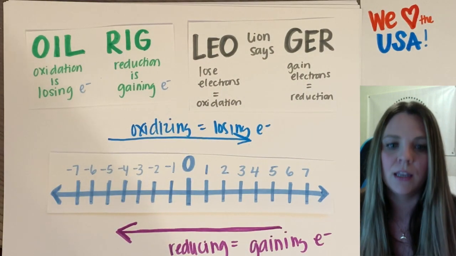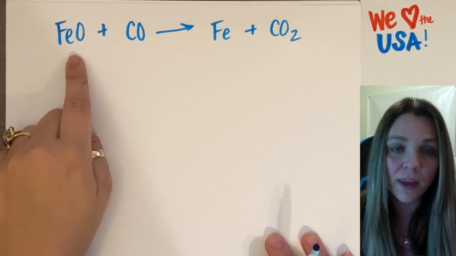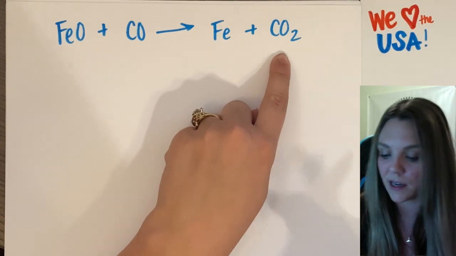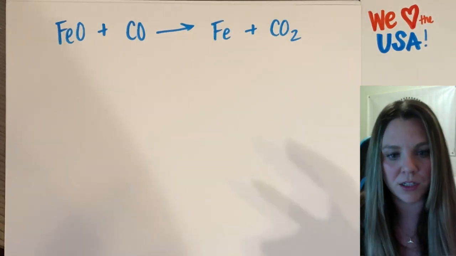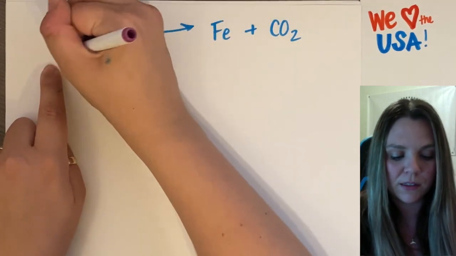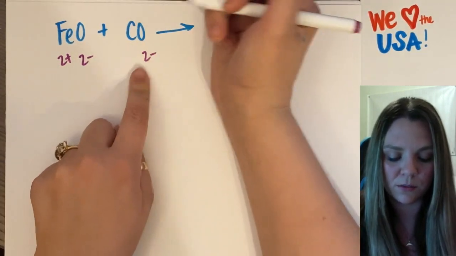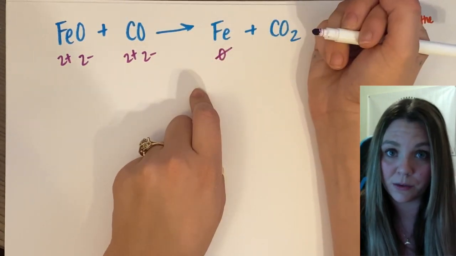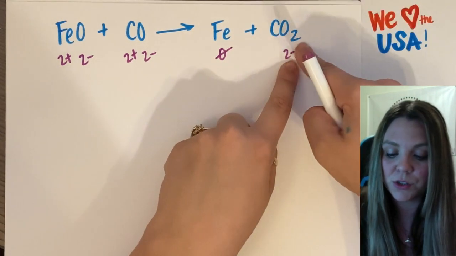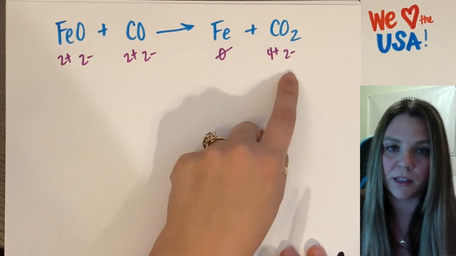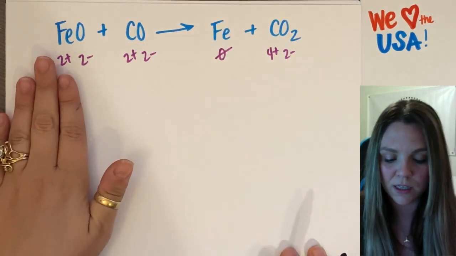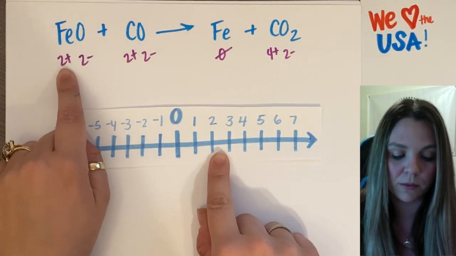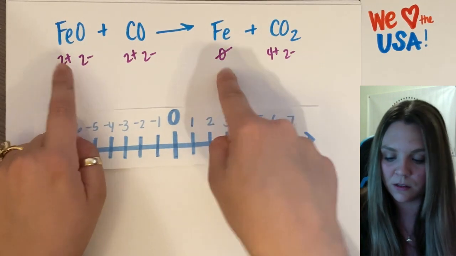How about some actual problems? So we have iron(II) oxide plus carbon monoxide react to make iron and carbon dioxide. I need to assign oxidation numbers. Oxygen is 2 minus, so iron's a 2 plus, and here carbon's a 2 plus. Iron's in its elemental form, it's a 0. There's 2 oxygens at 2 minus each, so my carbon has to have a 4 plus to balance it out. Now I need to look and see what's going on. My iron went from a +2 to a 0.